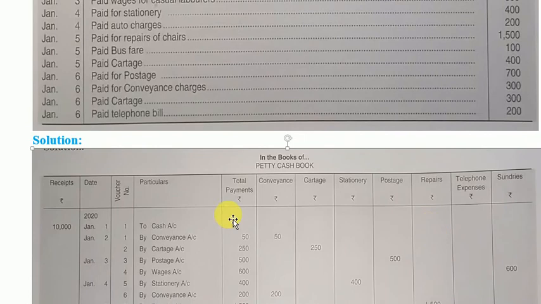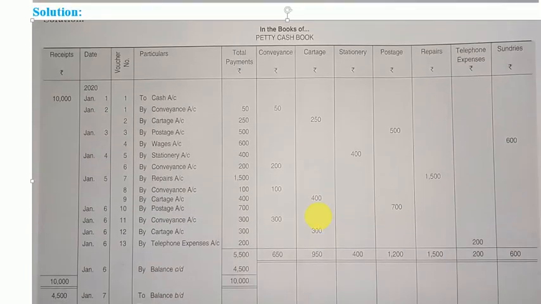And now proceed towards the last transaction of January 6th, that is paid telephone bill of rupees 200. So we'll do the same, we'll record this telephone bill expense of rupees 200 in January 6th by telephone expenses of 200 rupees, and it is recorded also in the telephone expenses column worth rupees 200. And now we'll add all the expenses here, and after adding all the expenses we find out that the expenses incurred within a week are 5500 rupees.